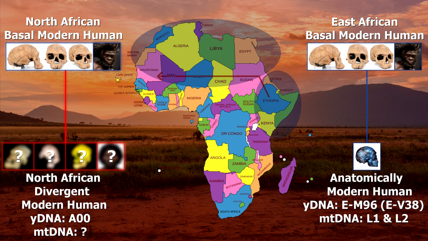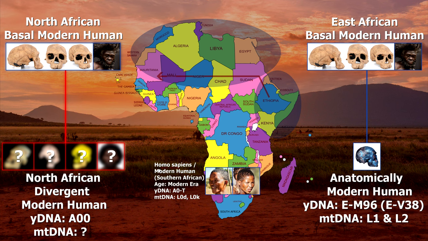This explains why A00 is rare among West Africans and presumably Bantu peoples. In regard to L1 and L2, they are less divergent than L0, which is prevalent among the Khoi and San peoples of southern Africa. Therefore, because the Khoi and San people do not share the deep modern human and archaic ancestry of West Africans, it is likely that L1 and L2 originated among anatomically modern humans rather than any divergent modern human or archaic human population.